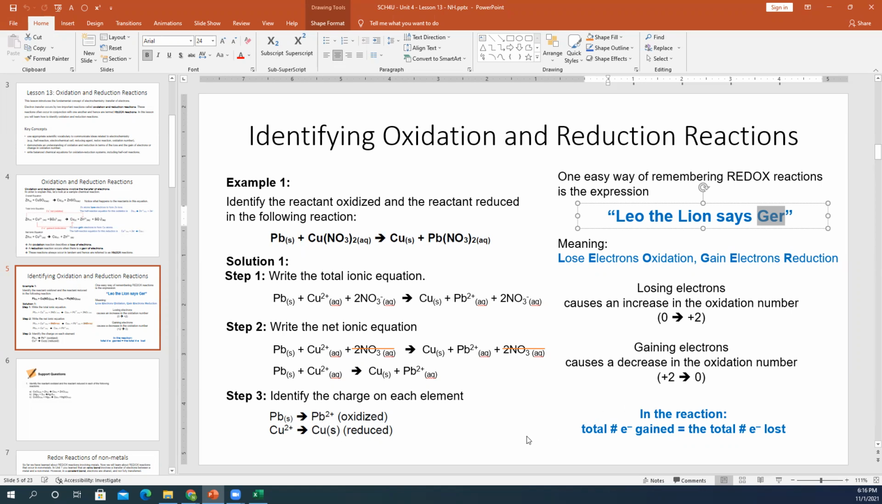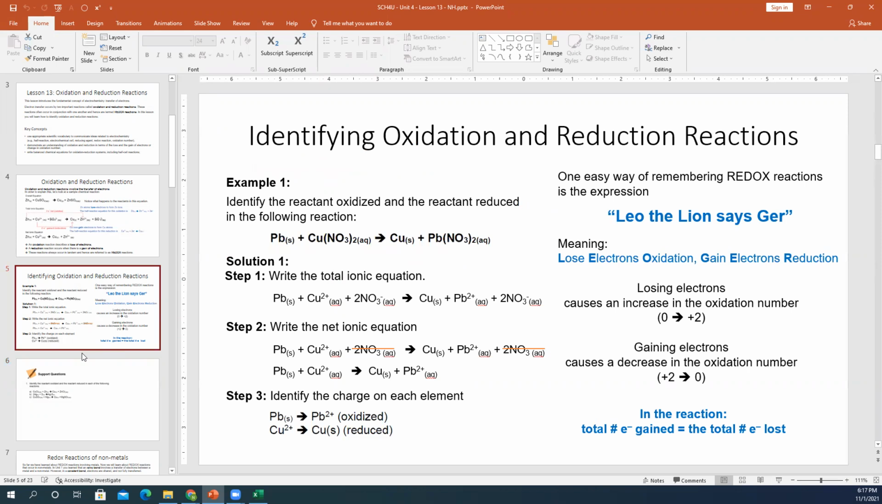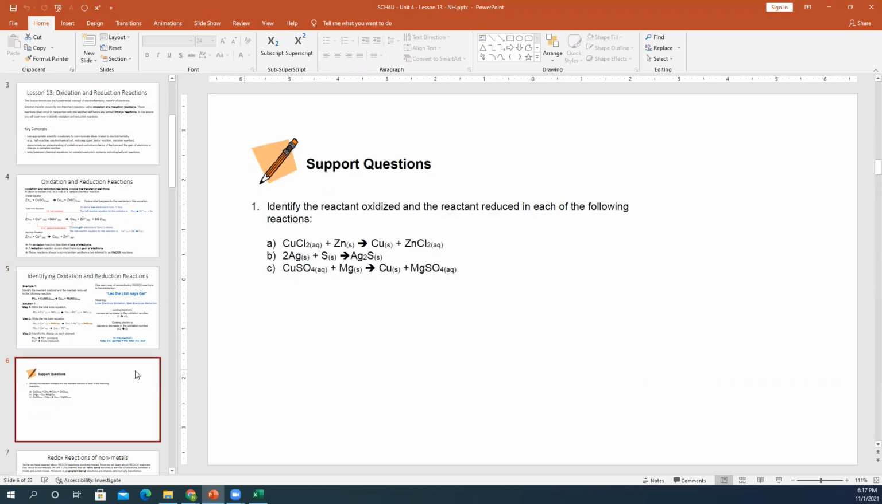So in this reaction, the total number of electrons gained is equal to the total number of electrons lost. Two were gained and 2 were lost, and they're equal. As many electrons are gained as are lost. There are 3 examples here for you to try your hand at identifying the oxidized and reduced reactants, going through the same motions as we did in this example, to make sure you really understand.